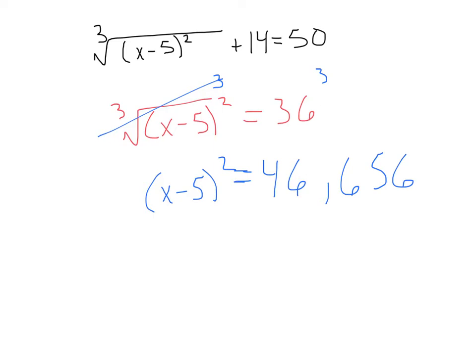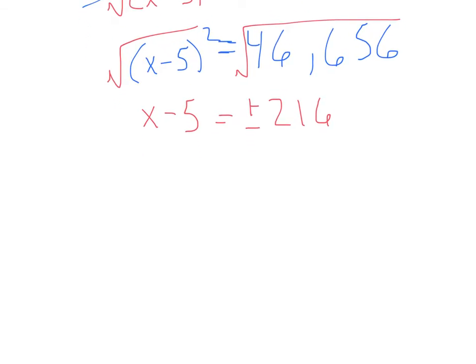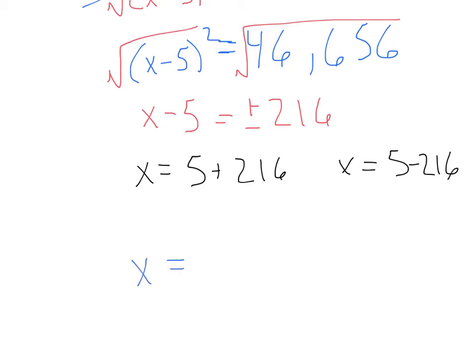Alright, next I have this (x minus 5) squared. To get rid of that squared, I have to square root both sides. Remember, when we square root, we're going to get a plus or minus. And it's actually going to be plus or minus 216 equals x minus 5. So if I solve both of those solutions, I'll get x equals 5 plus 216 and x equals 5 minus 216, leaving me with my two solutions, x equals 221 and x equals negative 211.